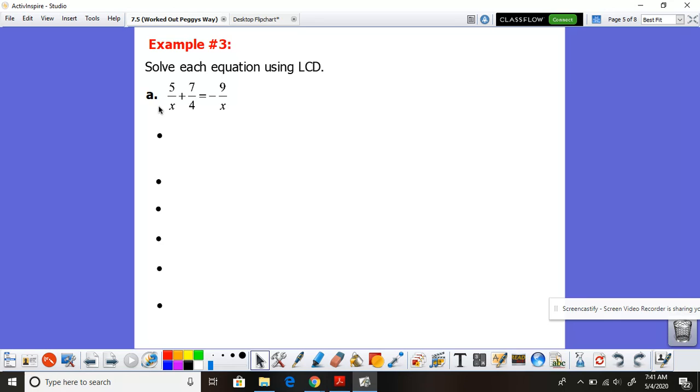All right, so when we do this, guys, we still need to find the LCD, which is still 4x. Now, rather than getting rid of all of the denominators first, we're going to change all these denominators to have the same denominator so we can just add across and then simplify from there. Okay, so when I do that, I want to multiply each one of these terms by what's missing in the LCD. So like 5 over x, x is the denominator, it's missing a 4. 7 over 4, well, the denominator's missing an x. And then negative 9 over x, we have x in the denominator, so it's also missing a 4.